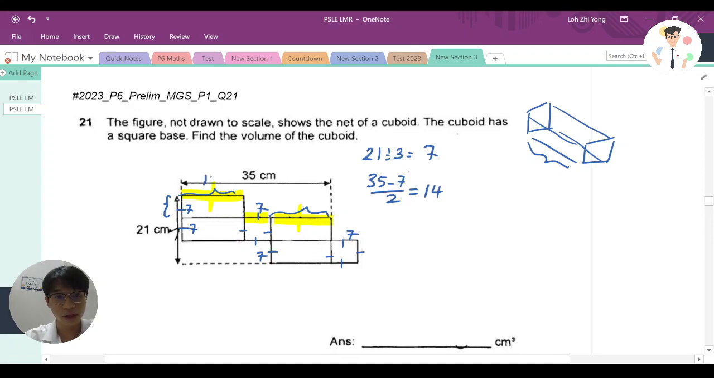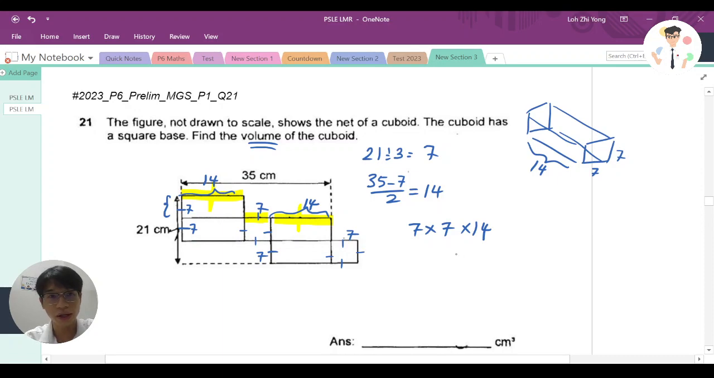Okay, so I know here is 14 and here's 14. So I actually can understand that this would be 14, here will be 7, here will be 7. Okay, then with that, I actually can try to times and find the volume. So 7 times 7 times 14.